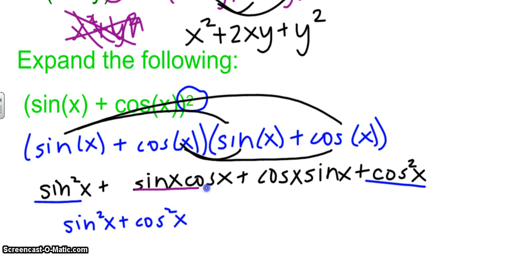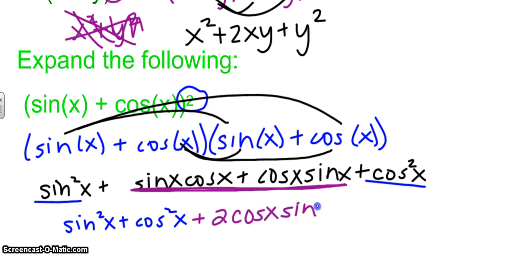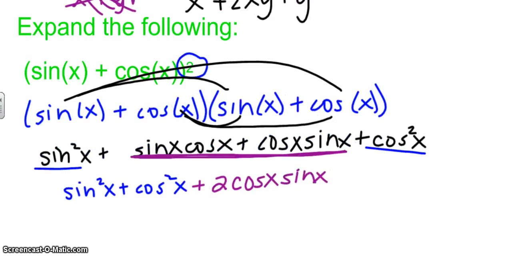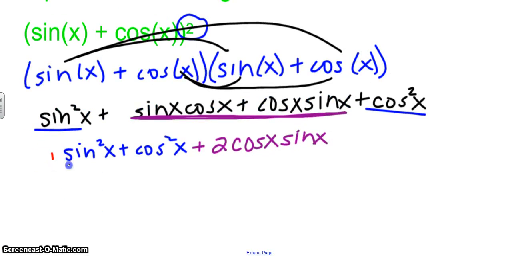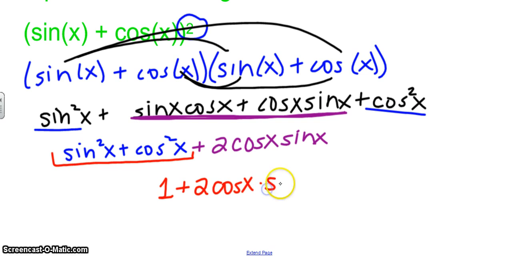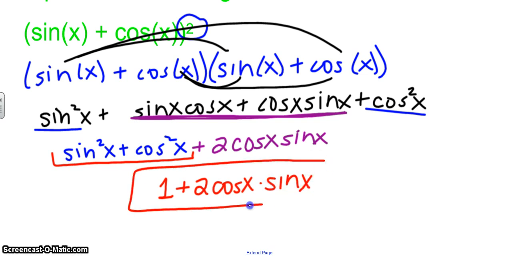Alright, so sine squared plus cosine squared. And then I've got these two terms that are actually the same term. I've got a sine and a cosine. I've got a sine and a cosine. So I have 2 sine and cosine. So the last thing to think about our identity is sine squared plus cosine squared is equal to 1. We'll have our 2 cosine of x times sine of x. Now, you'll learn later that this condenses to something else, but for right now, don't worry about it. You could leave your answer just like this.